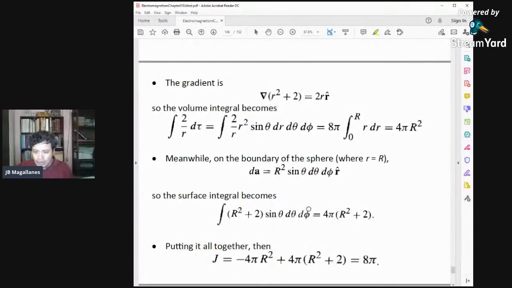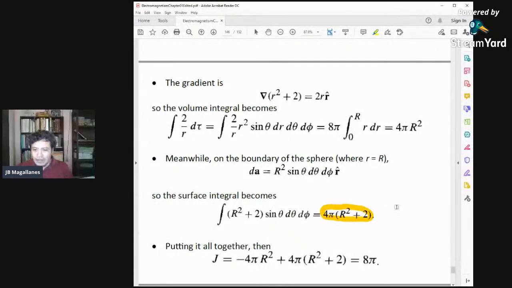The integral of d phi is from 0 to 2 pi, so that will give you 2 pi, and then the integral of sine theta d theta from 0 to pi will give you 2. So 2 times 2 pi is equal to 4 pi. And then you have this as a constant. So you will just have this expression as the integral.